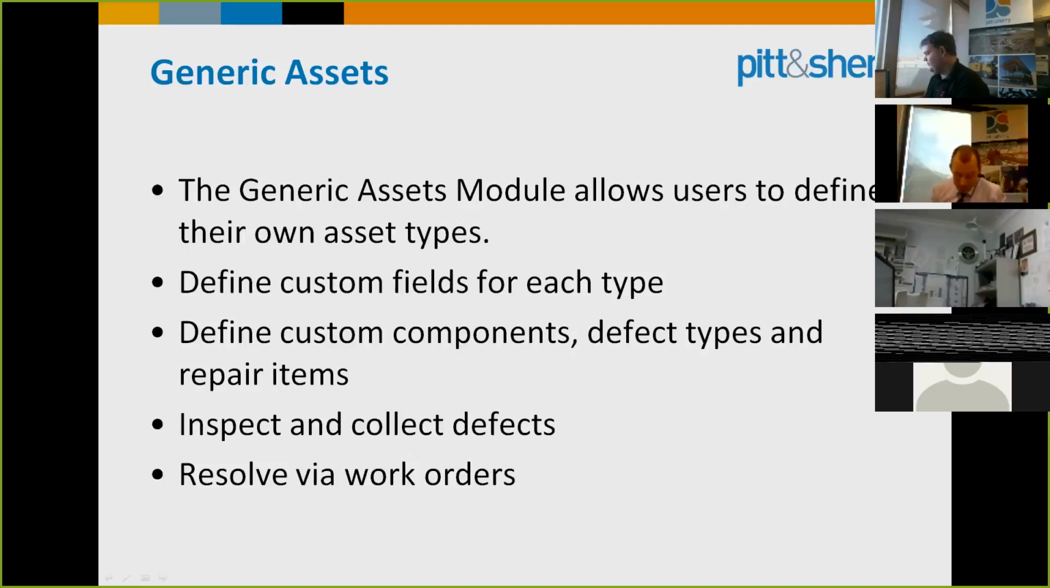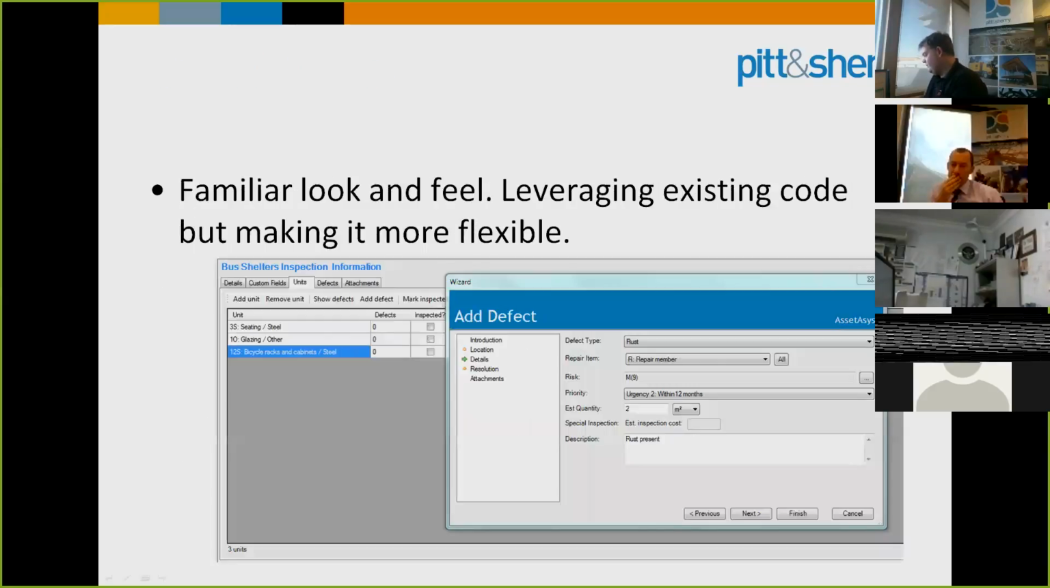So, thanks, Adam. Yeah, so as I mentioned, the generic asset module allows you to define your own asset types. It allows you to define custom fields for each of these types, so you can enter all your asset level data in whatever form is appropriate. You can define custom components, defect types, and repair items for each asset type. And you can inspect these assets and collect defects. And you can resolve these defects via work orders. So we've implemented the full life cycle for these.